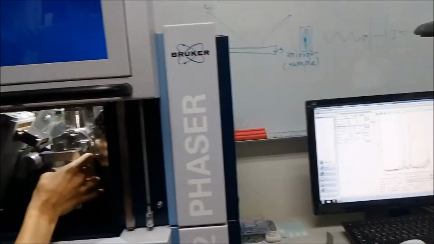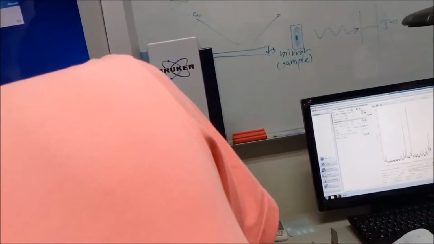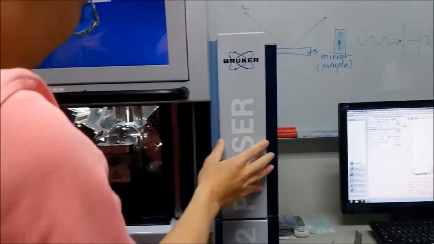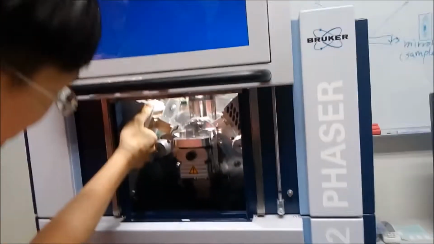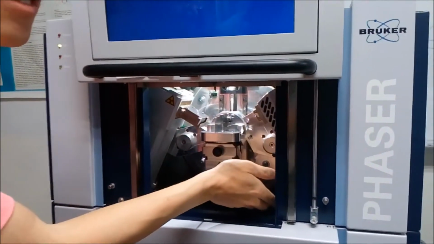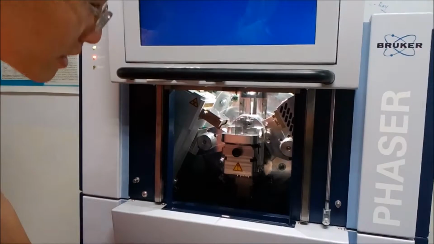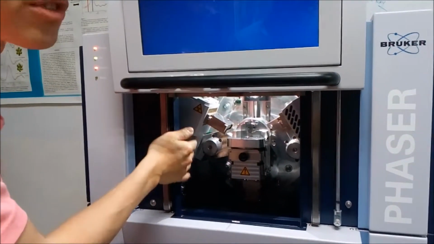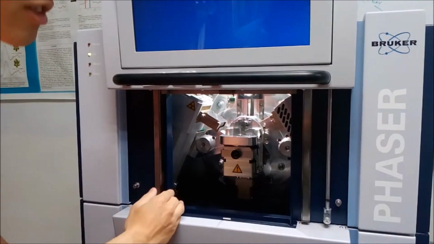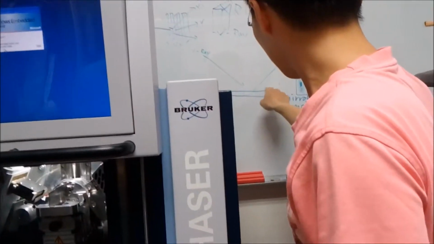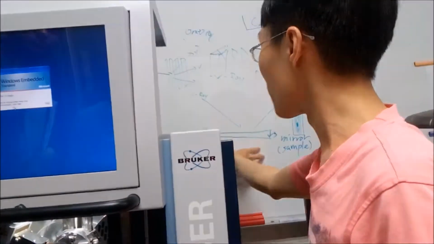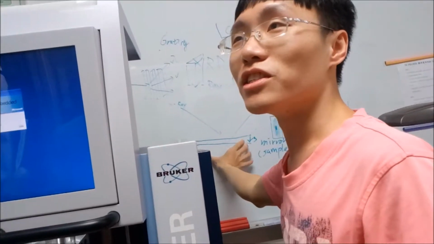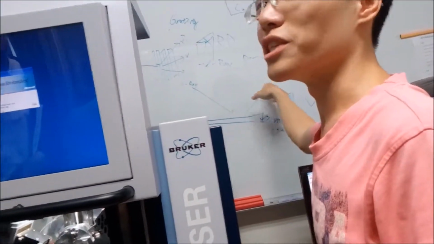The special thing in this D2 PHASER is they rotate the X-ray beam and the detector. And the downstairs one, they rotate the sample and the detector. They don't move the X-ray beam. So what we call 2 theta is this theta and this theta, right? We call it 2 theta because they rotate the sample, so what we calculate is the 2 theta.